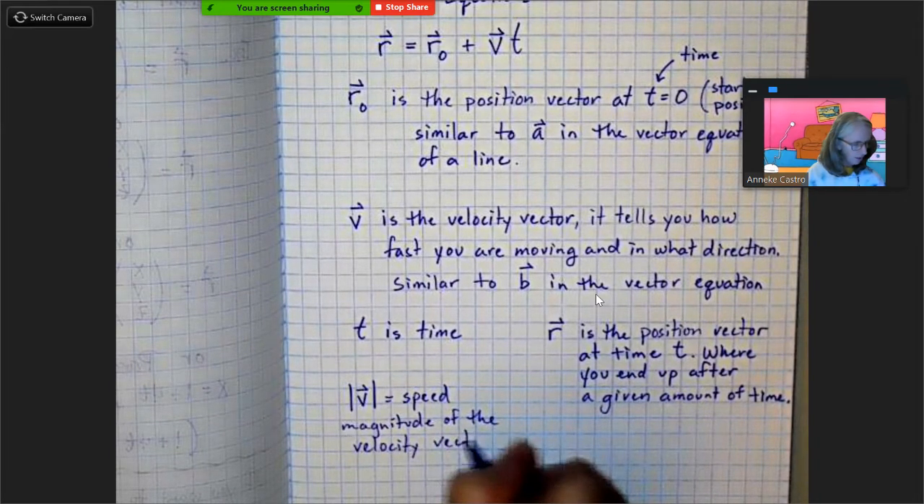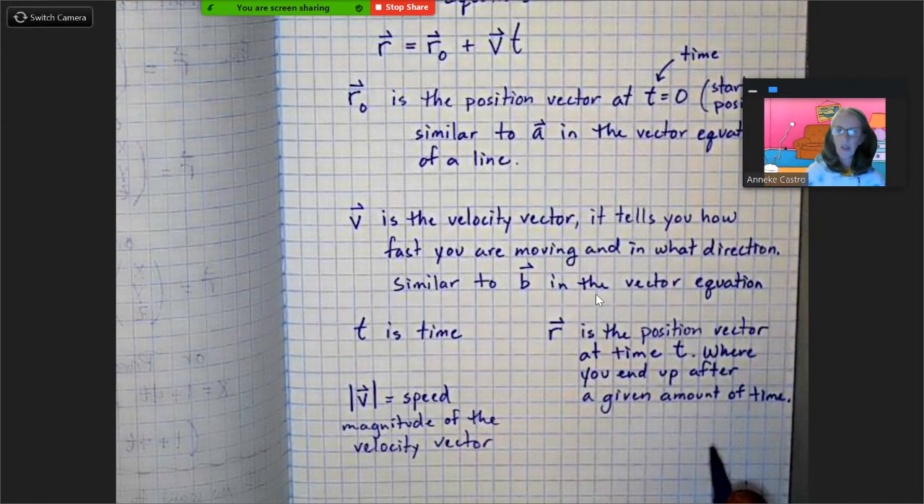So remember, velocity is telling you two things, not only how fast you're going, but in what direction you're going. Whereas speed just tells you how fast you're going, it doesn't tell you what direction. Now if you know the speed and the direction, so let's say you're going 60 miles per hour northwest, we can then find the velocity vector.